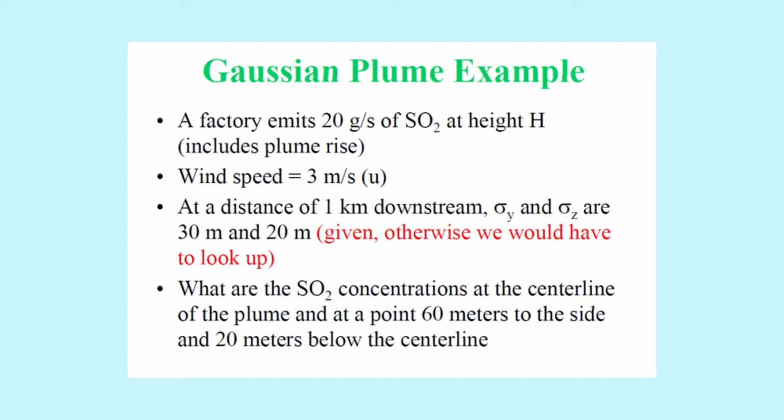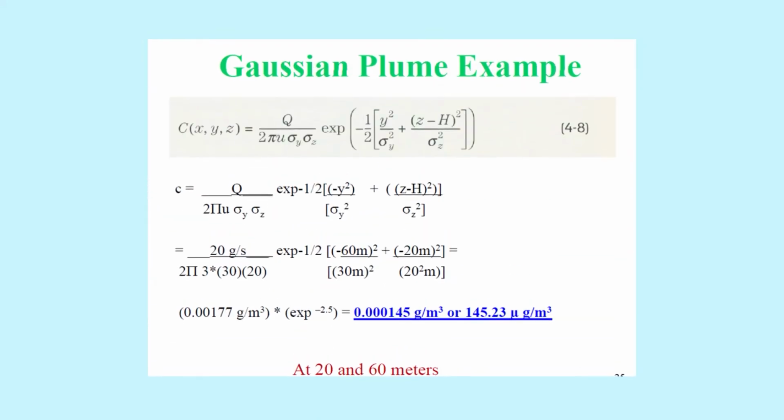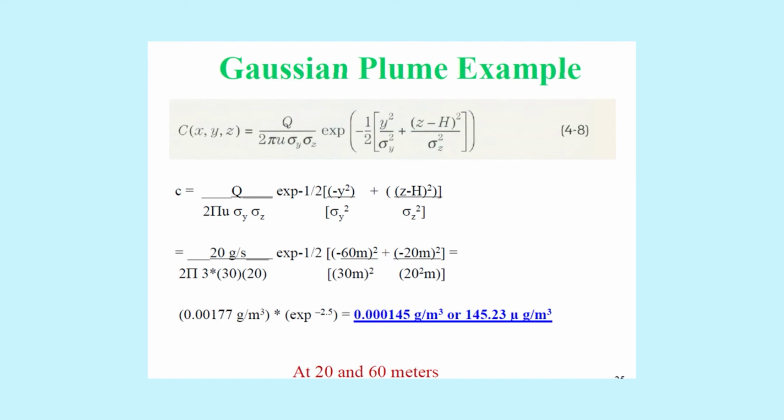So what are the SO2 concentrations? This is the question. What are the SO2 concentrations at a point 60 meters to the side and 20 meters below the center line? So the concentration at the center line also is required, 60 meters to the side and 20 meters below the center line. So here are the values, and you apply them here, calculate it at 60 and 20 meters, and you get the values here.